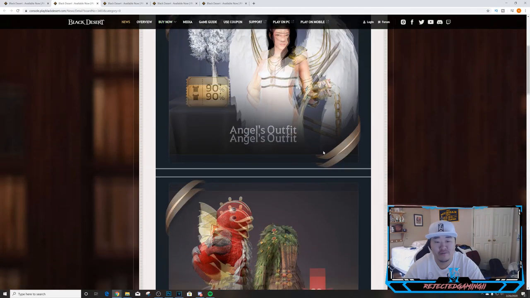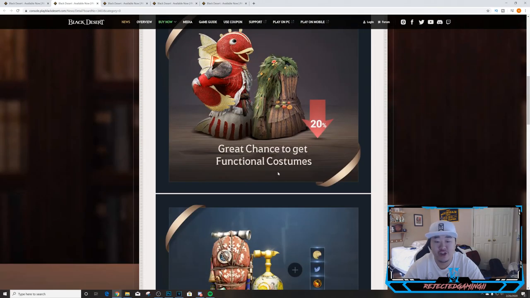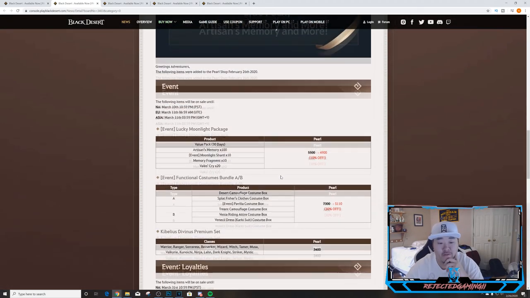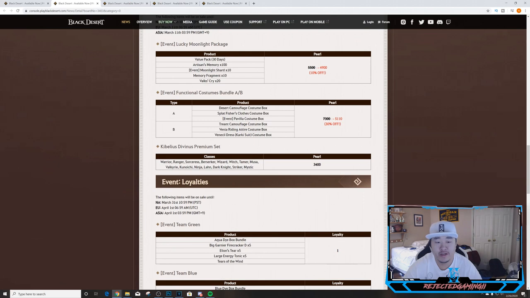So we have the Angels outfit. I thought we already had that. Maybe it's just discounted. Great chance to get functional costumes, the fishing and the gathering. Then we have the value packs and stuff like that. So the Lucky Moonlight package is 10% off, really. I mean, it's not even 10% off because it's 600 off and it's 5,500, so it's like 11% or something like that. But anyways, you get the value pack 30 days, Artisan Memories times 100, Moonlight Shard times 10, Memory Fragment times 10, and Valks Cry times 20.